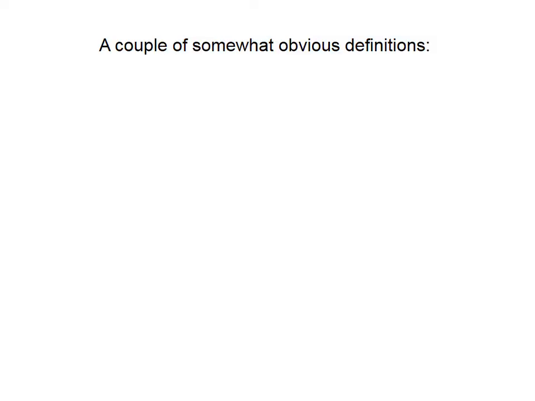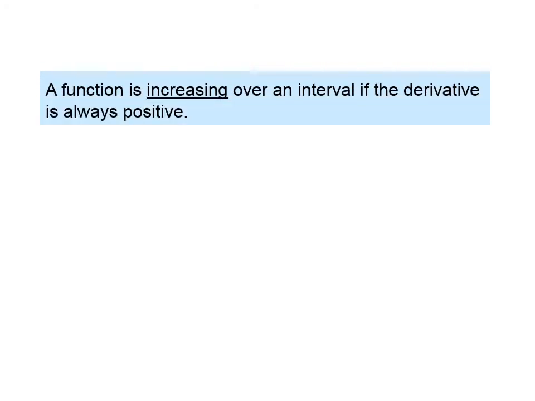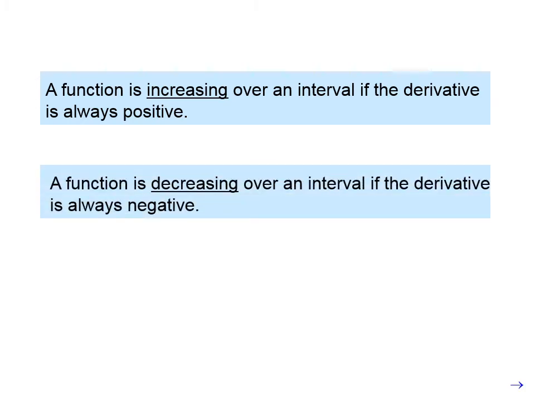So here are some obvious definitions that we've already sort of hinted at, and we're just going to put them into words. When a function is increasing, its derivative is positive. When a function is decreasing, its derivative is negative.